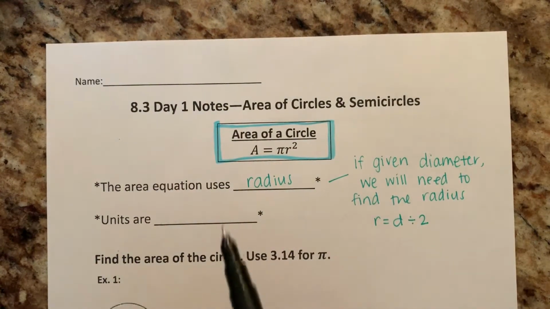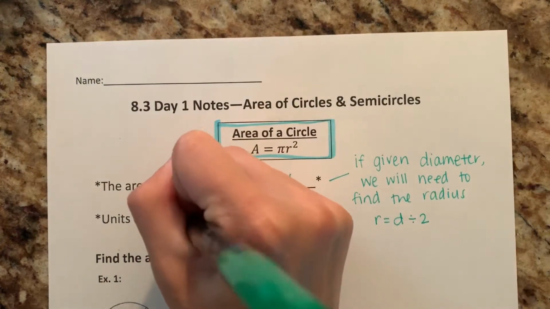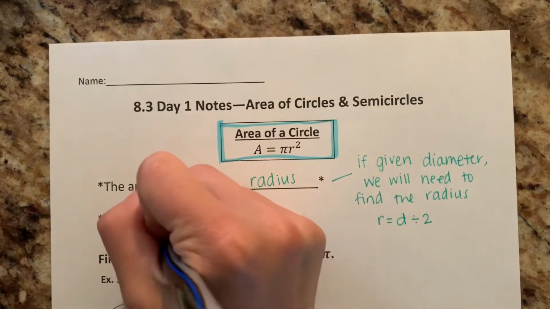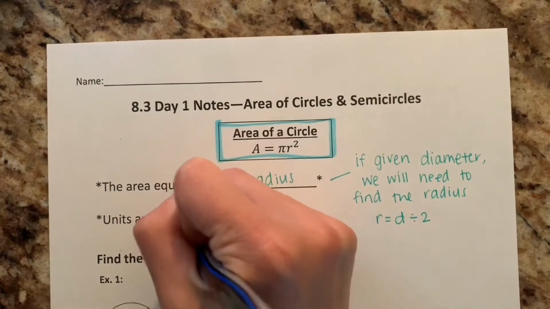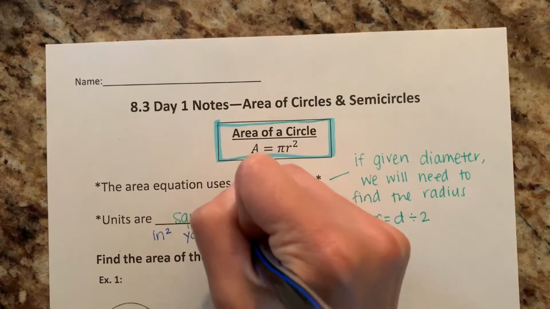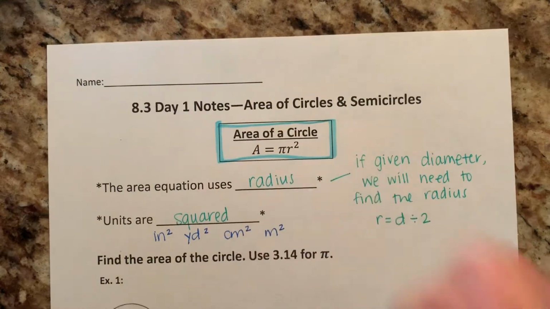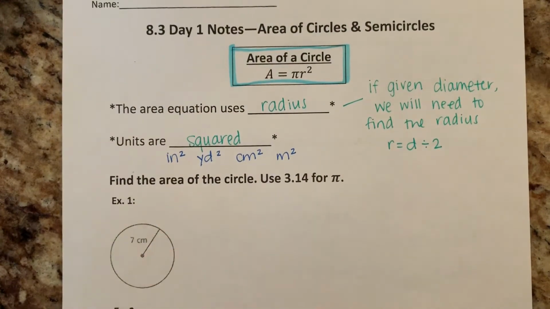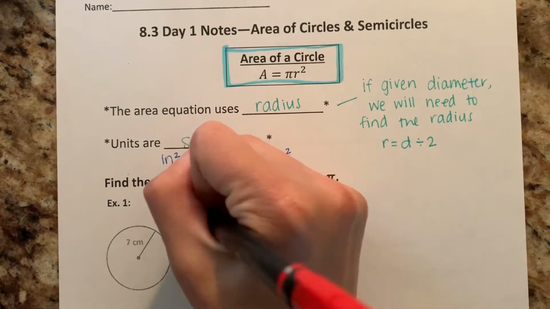Also, for area of a circle, units are squared. So for example, if our unit is inches, it's inches squared, or yards squared, centimeters squared, meters squared, and so on. So again, we are going to use 3.14 for pi. We want to find the area of the circle. So for our first example, we're given the radius. Now remember that area is pi times the radius squared.